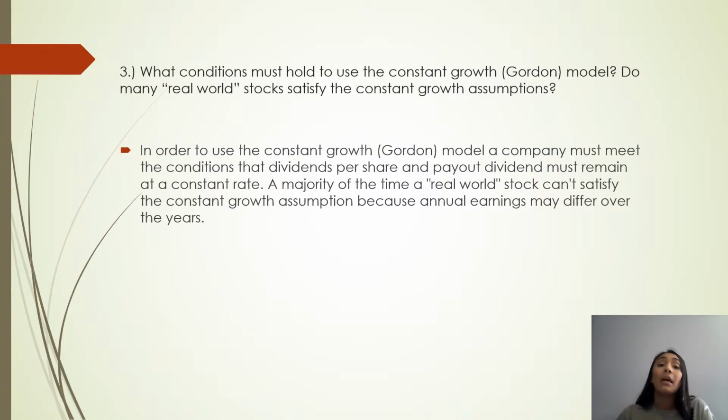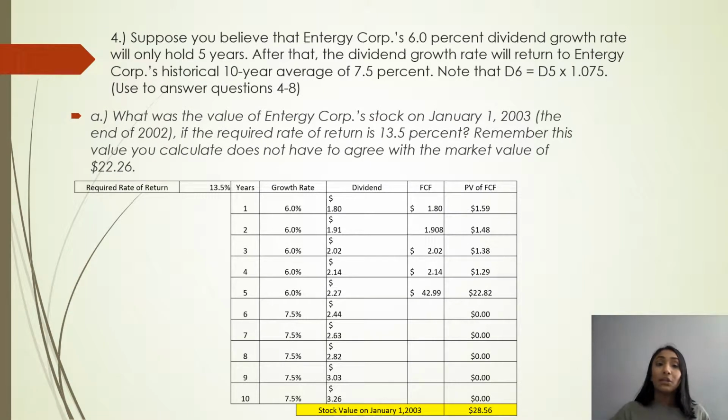So question 3 was asking what conditions must hold to use the constant growth rate and whether real-world stocks satisfy the constant growth assumption. In order to use the constant growth assumption, a modeled company must meet the conditions that dividends per share and payout dividends must remain at a constant rate. And so a majority of the time, real stocks can't satisfy this constant growth assumption because annual earnings may differ over the years.